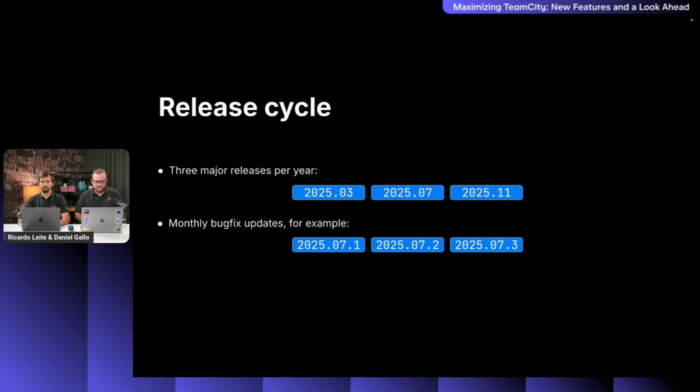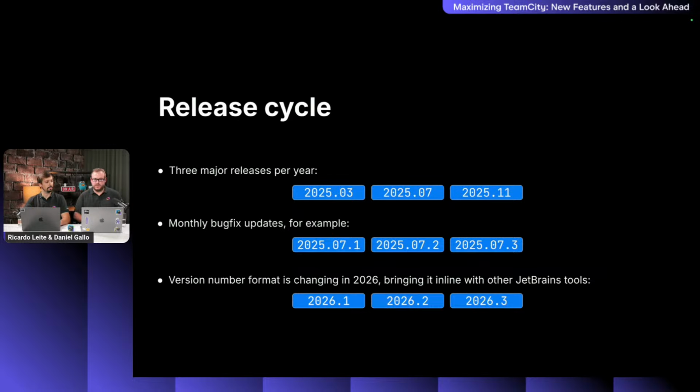As a heads up, the version number format is changing next year. So from 2026 onwards, the version numbering will be brought in line with other JetBrains tools. So the first version will be 2026.1 and then 2026.2, 2026.3. And the minor updates will follow the same concept as before, so 0.1, 0.2, 0.3.